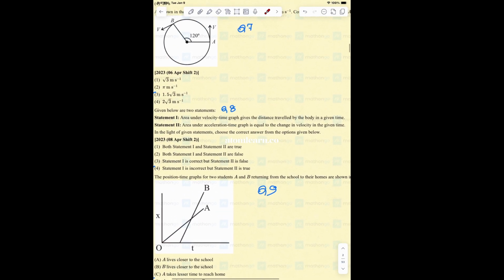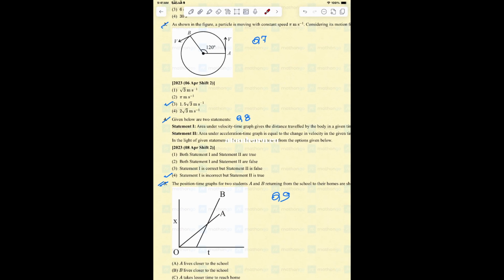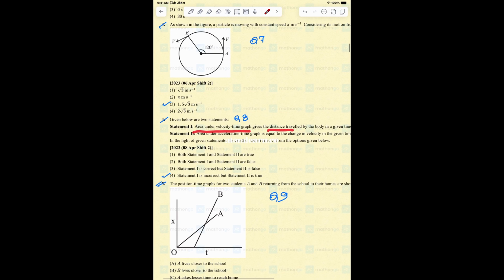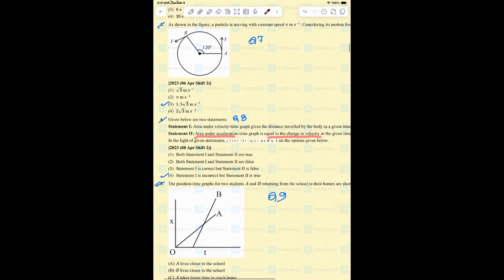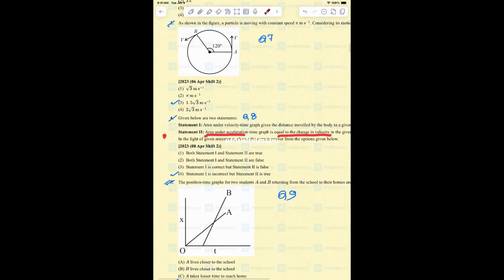Then you go to question number 8. Okay, now look at this question. Statement 1: Area under the velocity time graph is the distance traveled by the body in a given time. Area under the velocity time graph actually gives you displacement. Statement 2: Area under the acceleration time graph is equal to change in velocity in the given time. Yes, this is true.